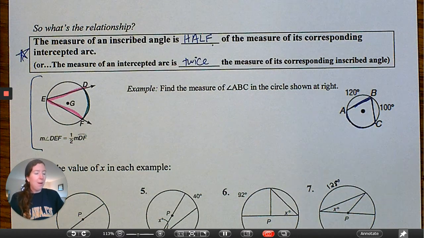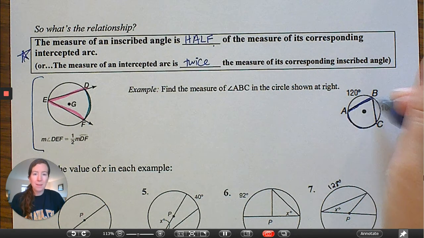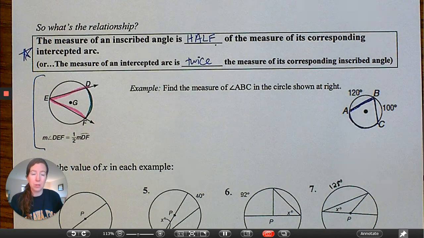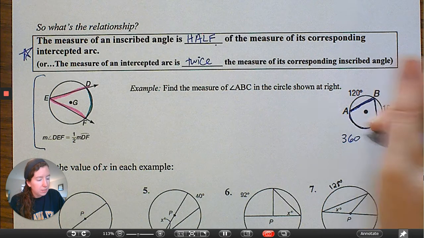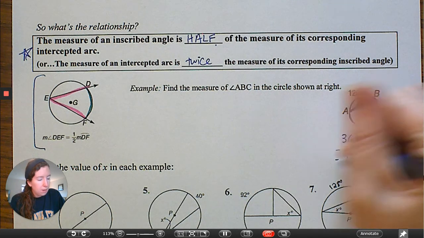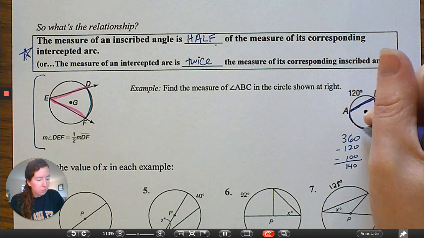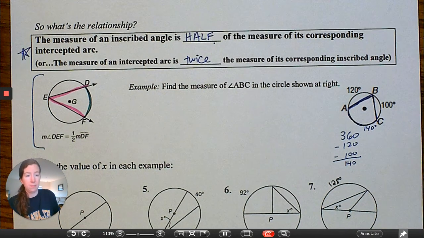Now, like I was saying, we can find the missing arc by subtracting it from 360. Before I do any dividing by 2 or multiplying by 2, I'm going to do a little bit of basic math. So 360 minus 120 minus 100 is going to give me 140. So this arc measures 140 degrees.